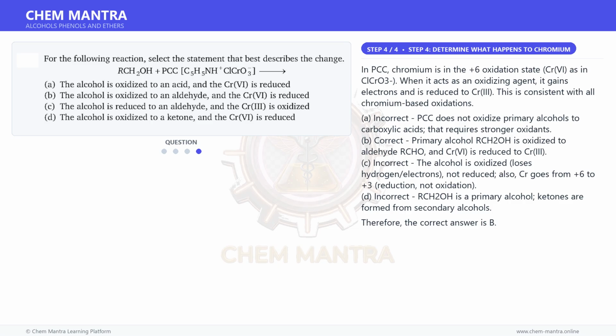C. Incorrect. The alcohol is oxidized, loses hydrogen and electrons, not reduced. Also, Cr goes from +6 to +3, which is reduction, not oxidation. D. Incorrect. RCH2OH is a primary alcohol. Ketones are formed from secondary alcohols.